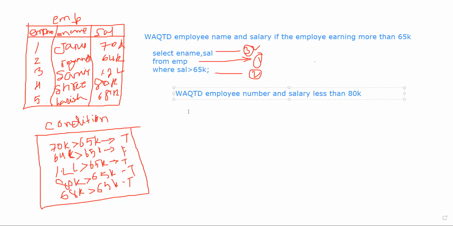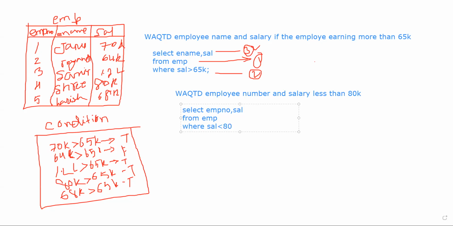Okay, then tell me the answer. Select employee number and salary from the employee table where salary is less than 80K.